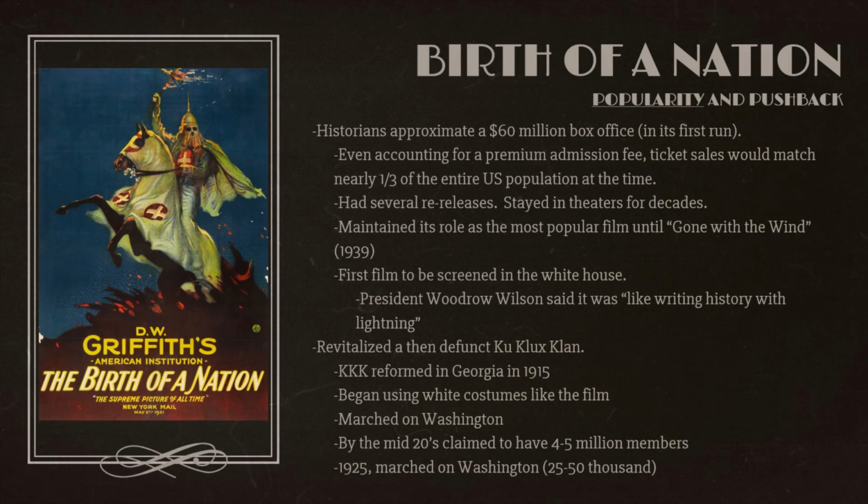So by the mid 1920s, in the wake of this film, the KKK would have 4 to 5 million members. Just to give you a sense of the scale of this, women can't be in the KKK. Minorities can't be in the KKK. It's only white males, and 4 to 5 million members. I mean, that's what's claimed by the group. So that is a ton of people. That's a humongous group of white supremacists. And in 1925, they marched on Washington with 25 to 50,000 people.